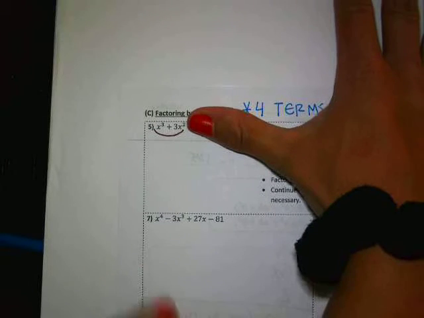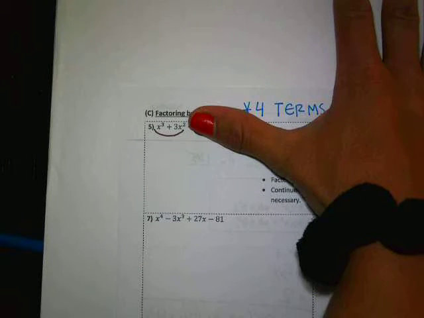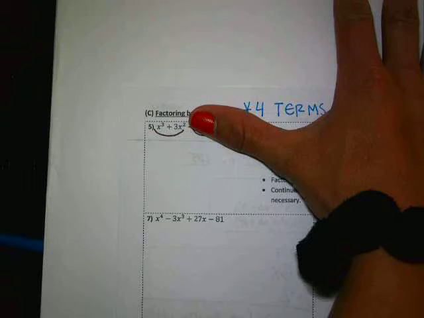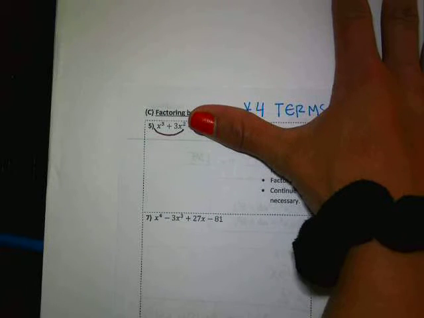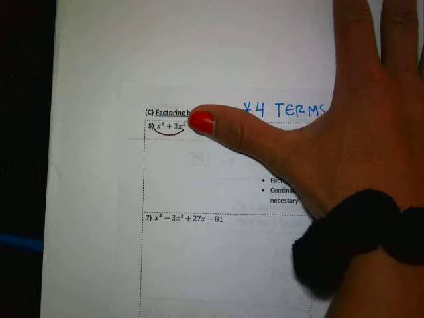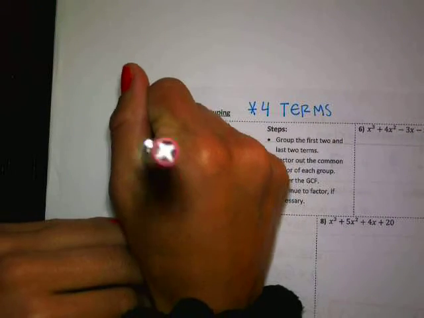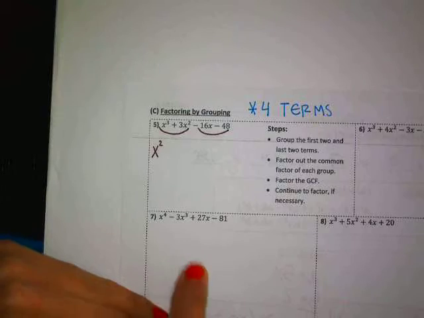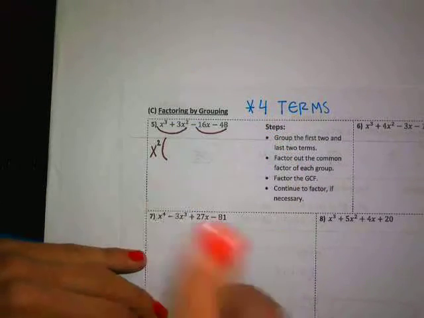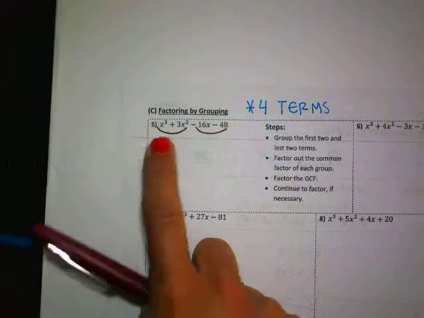When you group the first 2 terms, we're looking for a GCF. So what is in common in both those terms? They both have x, right? How many x's? 2. They both have x squared. Oh, I'm looking at the wrong one. Oh, were you looking at the one below? Yeah. So they both have x squared.